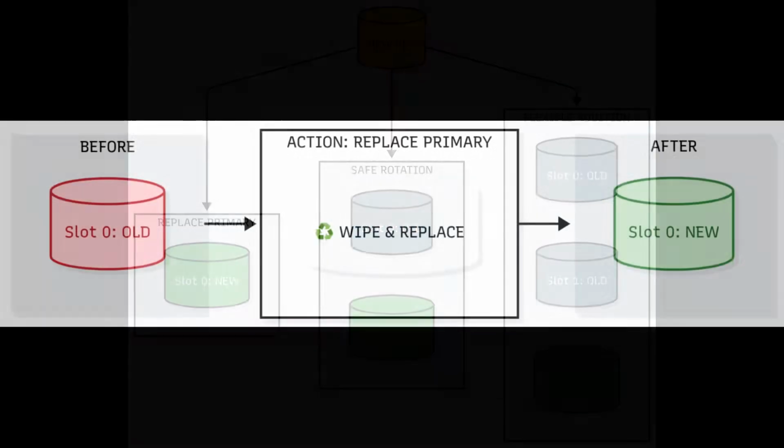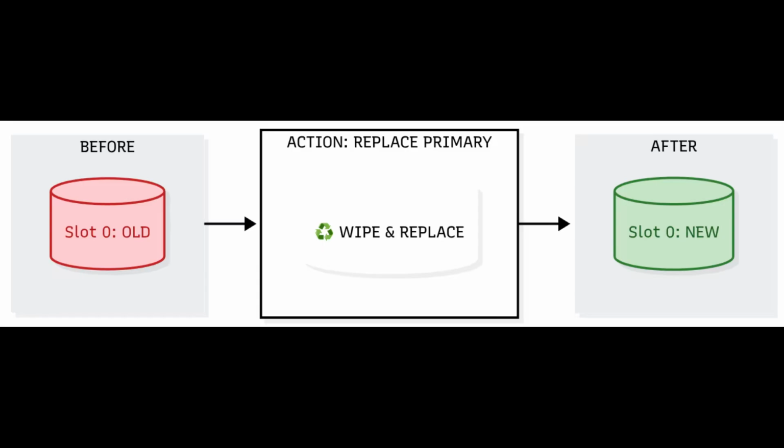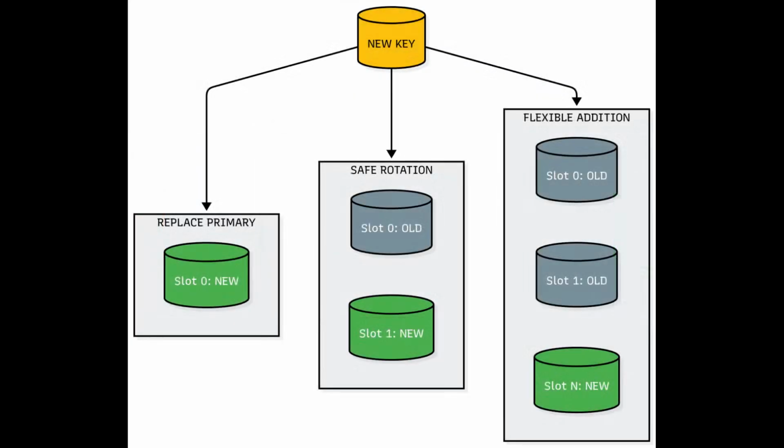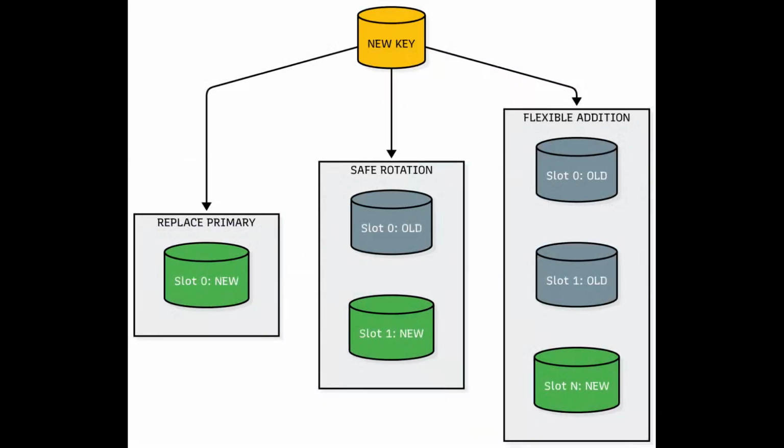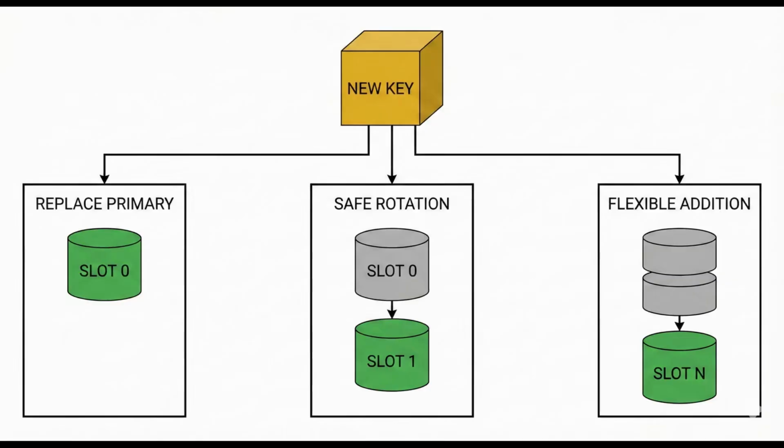Our three primary actions are to replace key slot 0, replace key slot 1, or simply add a key. When we replace the primary key, this destroys every key except for key slot 0. This ensures only your newly set password works on the device. Use with caution. Safe rotation action is the recommended action. This replaces key slot 1 perpetually, preserving your FAK, or factory access key. Flexible addition adds the new key to any available slot. It has logic if no slots are available. To recap, we can replace the primary key, rotate key slot 1 indefinitely, or lastly add a key.